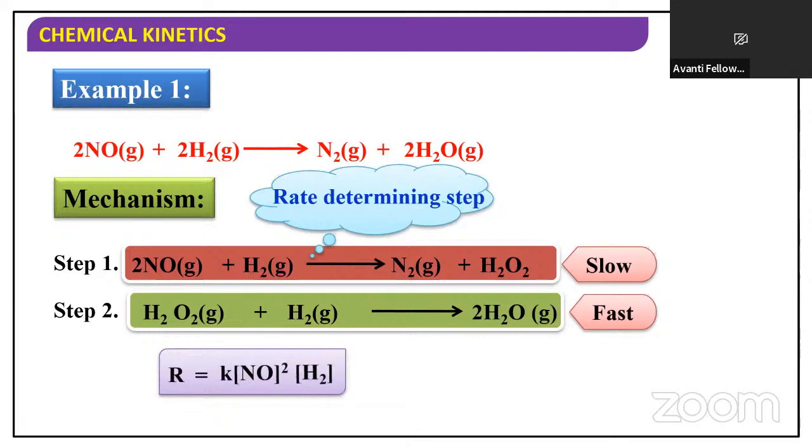ठीक है? And the rate of reaction depends upon only the rate determining step. So we can write R is equal to K, rate constant, NO raised to the power 2, H2 raised to the power 1. So this is how we can represent the rate of reaction. Is this clear to everyone? That is, in case of complex reactions, slowest step is the rate determining step. Yes, please confirm, beta, once. Is this clear to everyone?